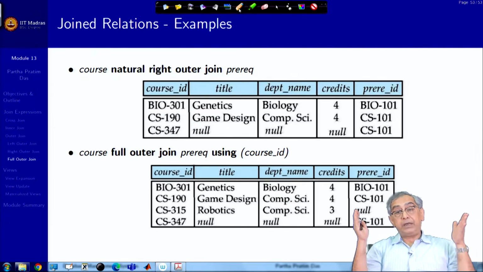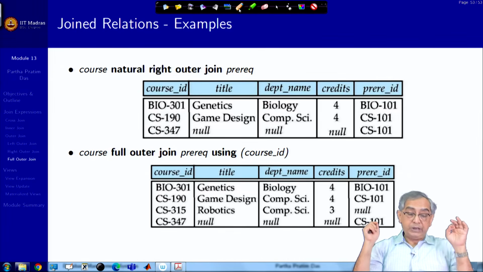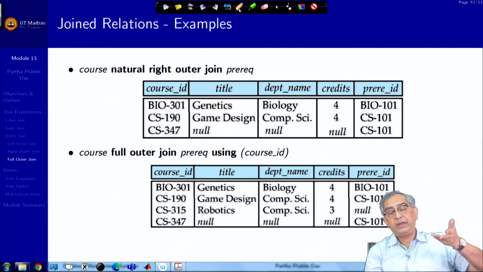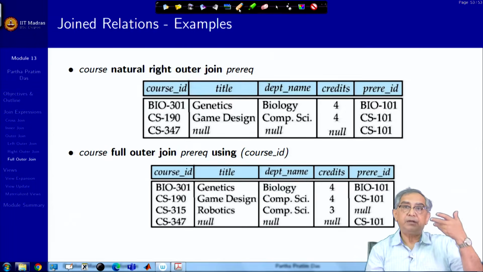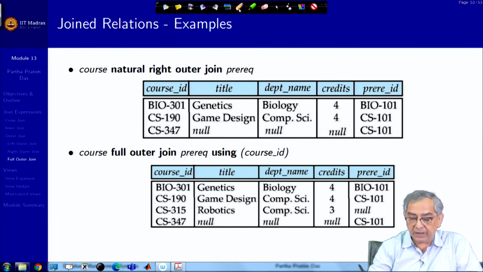It is possible that there are other common attributes also, but you do not want them to participate in the join. You want this particular course ID to participate. So you are saying, using course ID, which is common between course and prereq, do a full outer join. Right. So this is the use of it. You can do without any condition, you can have a predicate condition, you can have using and so on, and this is the kind of result that you will get.